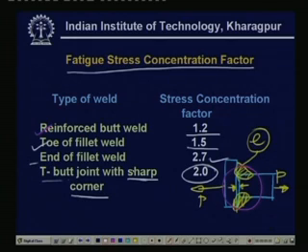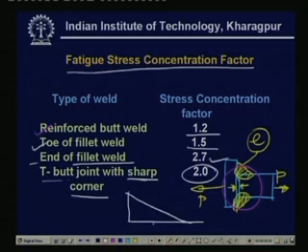Now, there are various techniques to avoid the stress concentration factor. One is to make the leg size of the fillet weld apparently unsymmetric. If you make this length much larger than that, then definitely there is a gradual variation of the geometry. Therefore, the stress concentrations may be less. Then another technique is to make this contour concave, and that also reduces the stress concentrations. So, there are various techniques of stress concentration removal.